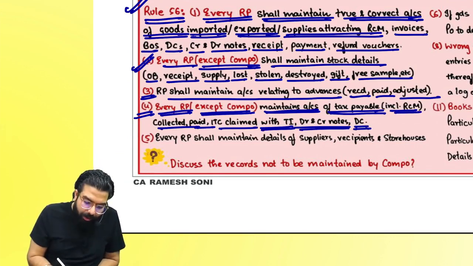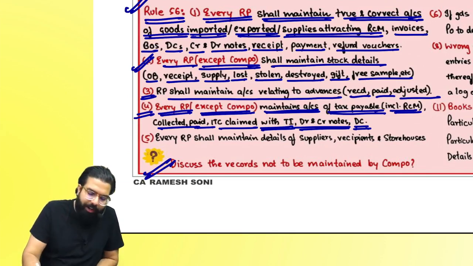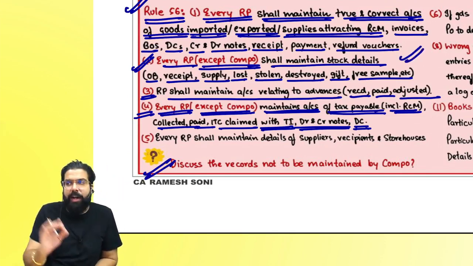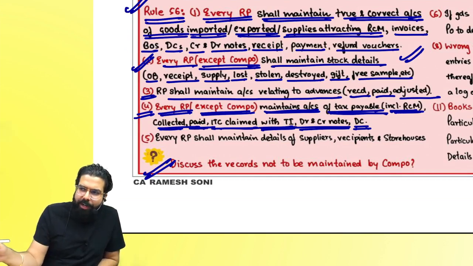Always remember that, sir, what are the accounts need not be maintained by composition dealer? A composition dealer need not maintain stock related detail and also tax payable including RCM, then tax collected, paid, ITC claimed with tax invoice, debit note, credit note, and delivery challan.